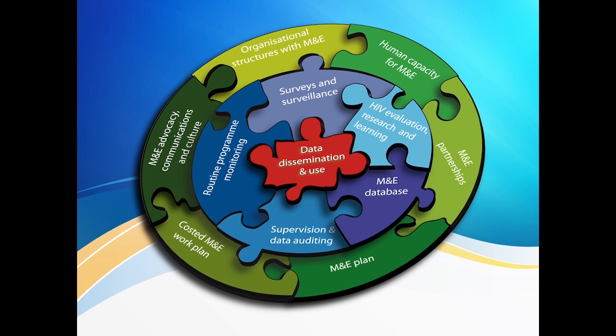So this is under data dissemination and use. This summarizes all the other components, the 12 components. You literally have all these components represented in data dissemination and use, because all these other components need that data and use that data, be it the M&E plan, the partners, the databases, the monitoring and evaluation, the advocacy, the structure, the human capacity, the surveys and surveillances, the work plan. All these need the data and use the data.